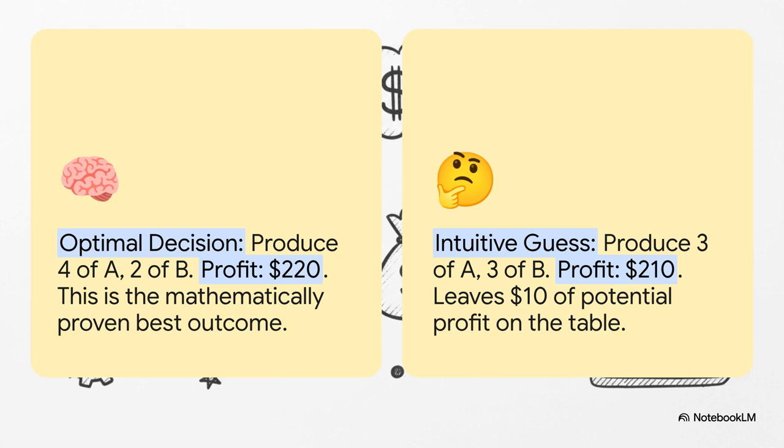Now you might think, $10, who cares? But that's $10 every single production run. Over a year, that little gut feeling could add up to thousands of dollars in lost profit. That is the price of guesswork.